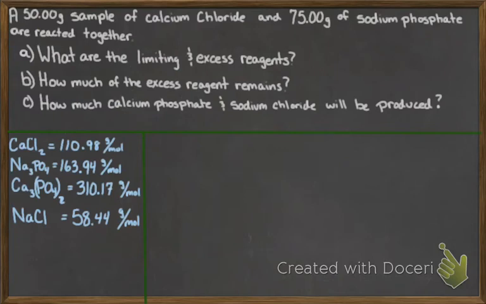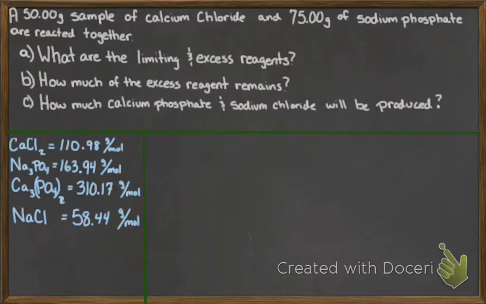A 50-gram sample of calcium chloride and a 75-gram sample of sodium phosphate are reacted together. We need to find three things. We need to determine what the limiting and excess reagents are. We must figure out how much of the excess reagent remains, and we need to know how much calcium phosphate and sodium chloride will be produced in this reaction. I've already calculated the molar masses for you.